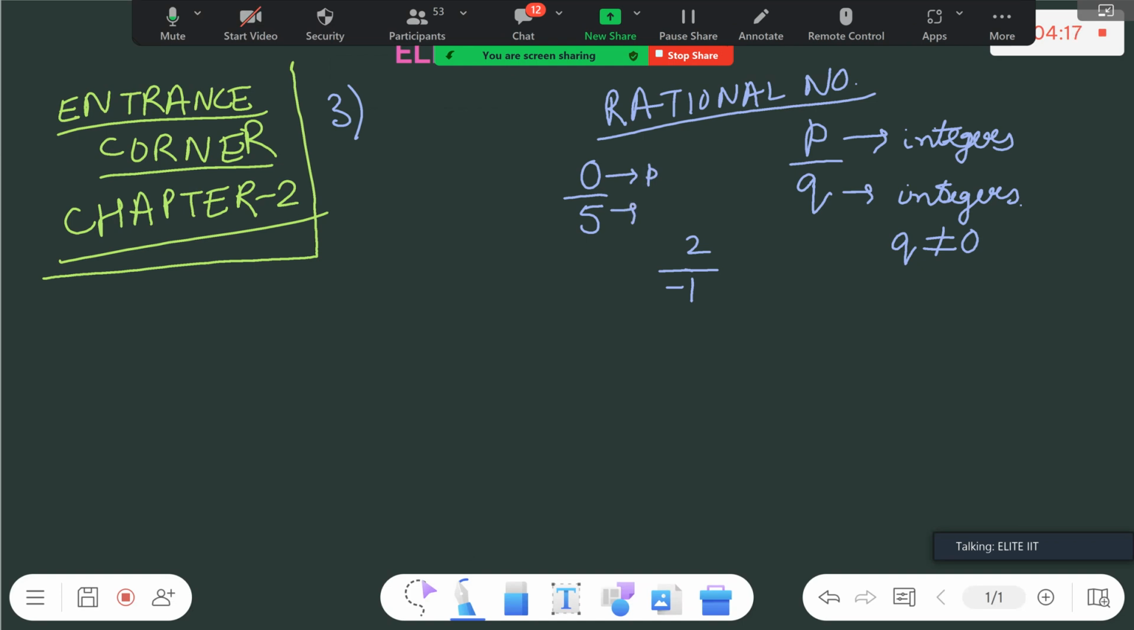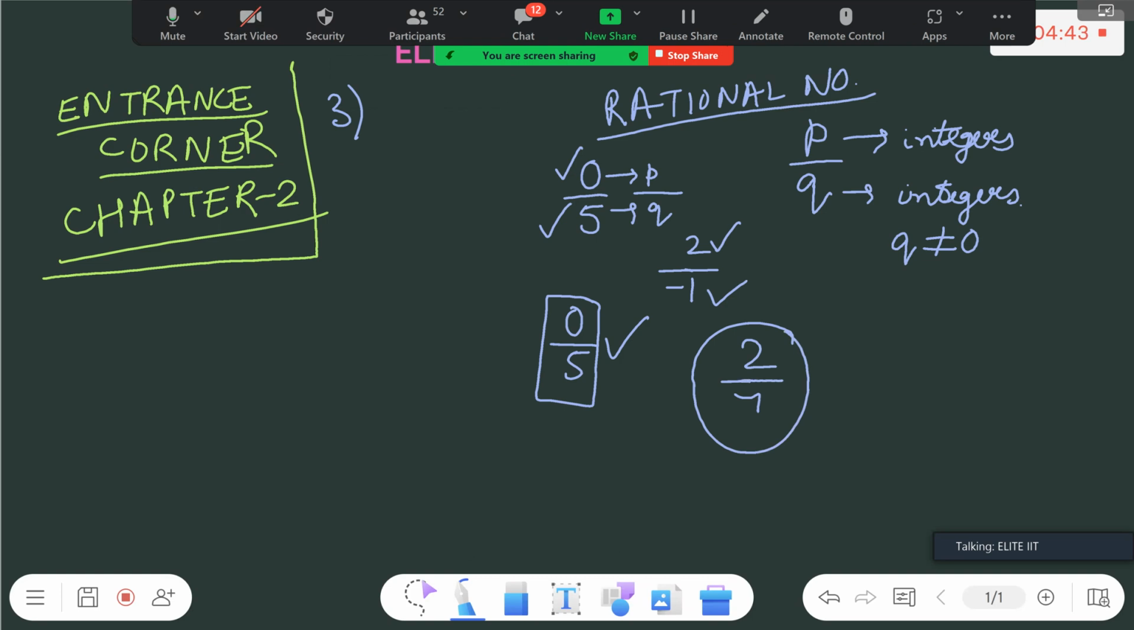So look at this. Here, this is P and this is Q. Q is not 0, Q is 5. And 0 and 5 both are integers. So 0 by 5 is a rational number, okay? And also 2 is an integer. Minus 1 is an integer. So 2 by minus 1 is also a rational number. And this Q is not 0. Yeah, tell me.